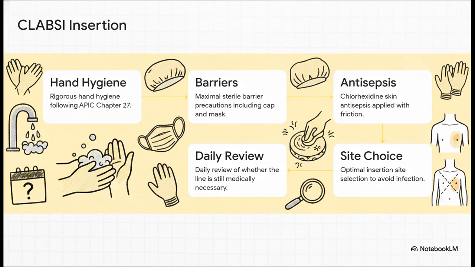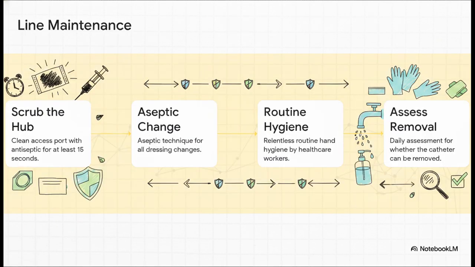Because, well, the fastest way to prevent an infection is to just remove the device the second it's no longer medically necessary. But hey, the vigilance doesn't stop once the line is actually in. That brings us to the maintenance bundle. Think of this as the ongoing security patrol. Step 1 is famously known in hospitals as scrubbing the hub, meaning you vigorously clean the access port with an appropriate antiseptic for at least 15 seconds before every single time the line is accessed.